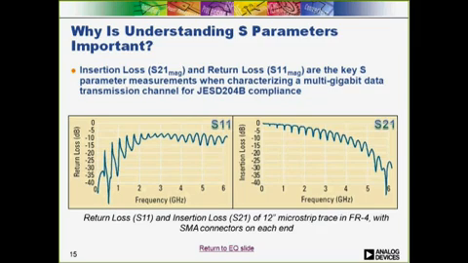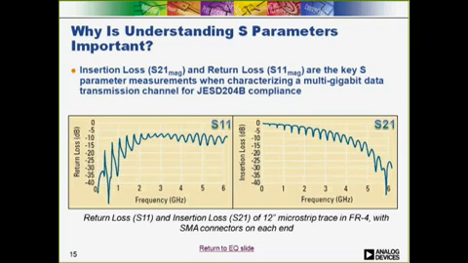So why is understanding S parameter measurements important? Well, the JESD204B spec uses insertion loss, which is the S21 parameter, and return loss, the S11 parameter, as the primary measurement criteria to characterize the channel. Insertion loss is the ratio of the power received at the output of a channel to the power that was input to the channel. Return loss is the ratio of the power that is reflected back to the source to the power input to the channel.